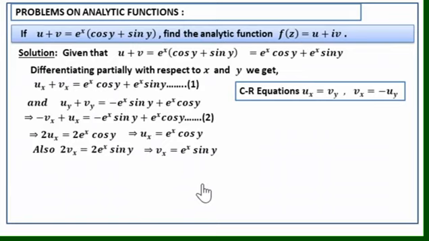Okay, next we use the f dash of z formula to find f dash of z. f dash of z is ux plus i vx. Substitute for ux and vx.